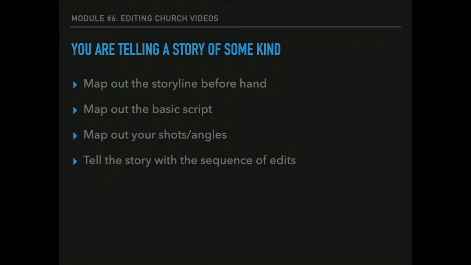So one of the big things you need to remember when you're editing is you're telling a story, a narrative of some kind. Map out the storyline before you really start editing. Map out a basic script and a way that you want to tell a story, because then, based off of that, you're going to put your shots and your angles together in a way that tells the story, the narrative that you're trying to share. So tell the story with the sequence of edits. Put those shots together in a way that tells a story.